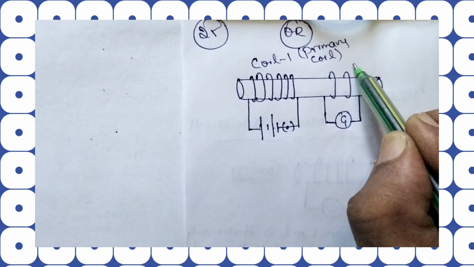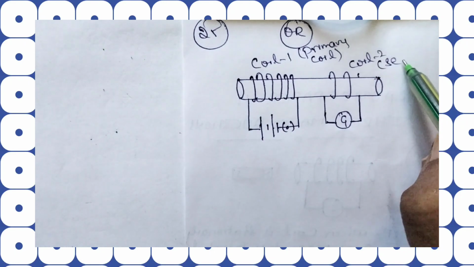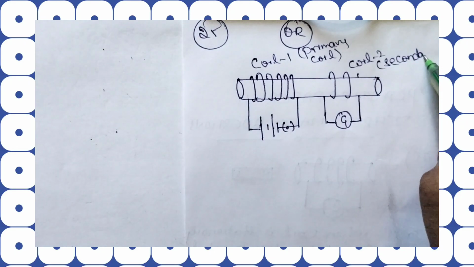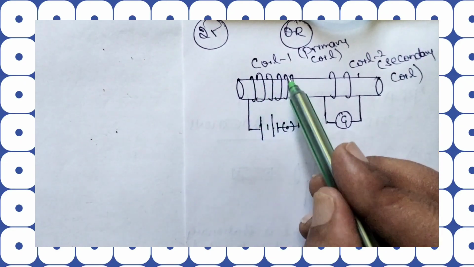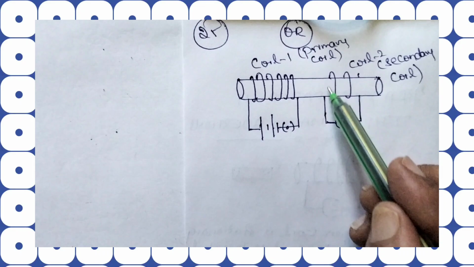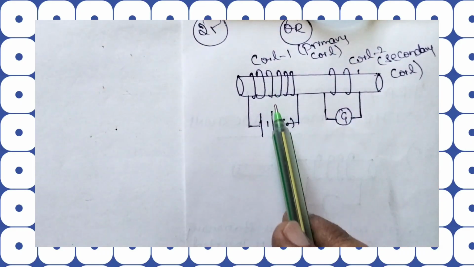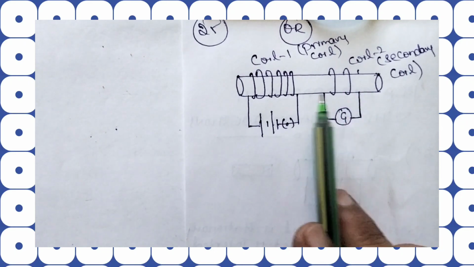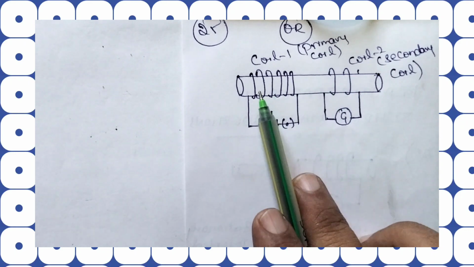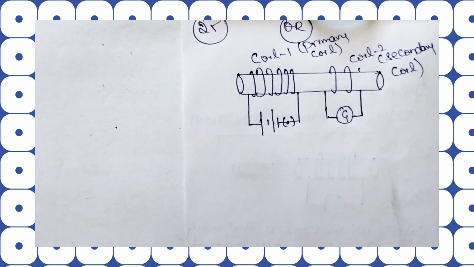We call this coil 2, and that coil 2 is called the secondary coil. Coil 1, the primary coil, has more number of turns, and coil 2, the secondary coil, has fewer turns. For coil 1 we are giving electrical energy, and coil 2 is connected to the galvanometer. There is no connection between coil 1 and coil 2. Both are separated. Two coils we have taken: one is coil 1, another one is coil 2.